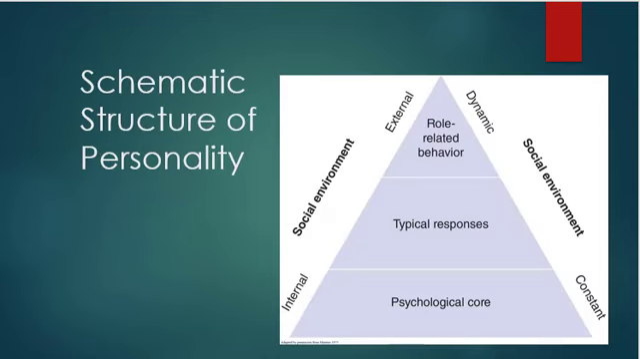So now looking at these 3 levels or 3 layers of our personality, we can go and discuss how our psychological core is our constant and most stable part of our being and part of our personality. Our typical response is a little more dynamic. It can change over time and usually does with maturity. And then our role-related behavior is our most dynamic part of our personality. And it's also the most external.